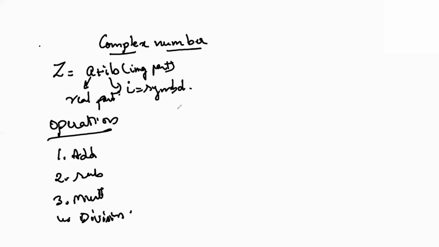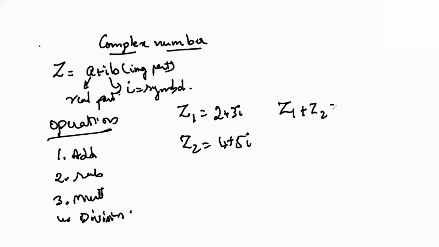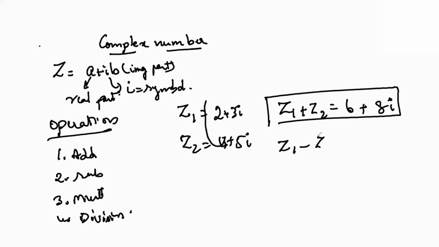So when you have a number, say Z1 is equal to 2 plus 3i, and Z2 is equal to 4 plus 5i, how do you add Z1 plus Z2? You add the real parts, add the imaginary parts. That is 6 plus 8i. The same way you will do for subtraction also. You will just subtract the real parts and also subtract the imaginary parts.